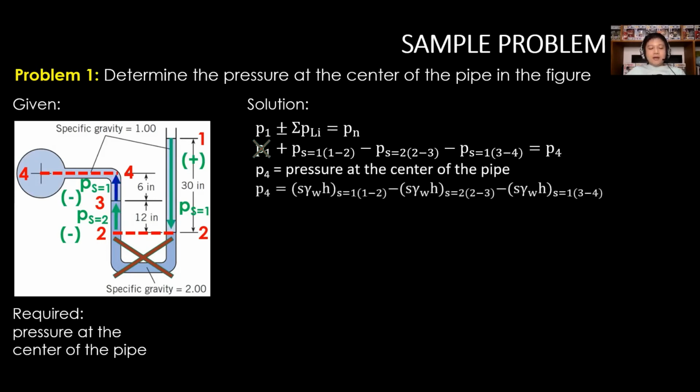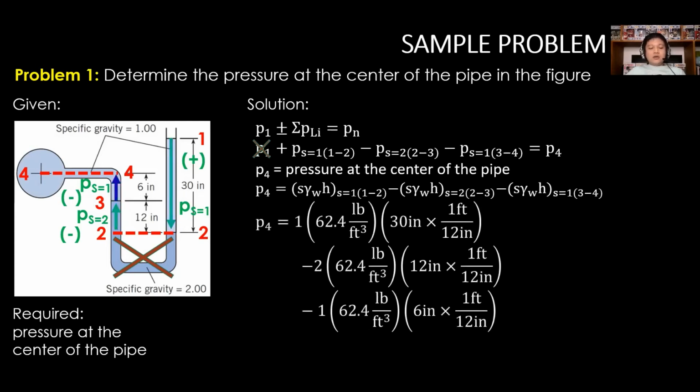P4 is the pressure at the center of the pipe. And replace pressure P with formula, that is gamma times height. And for the gamma, use the equation specific gravity times the unit weight of the reference fluid, which is water. Substitute values and convert the value of H to foot or feet. Therefore, P sub 4 is equal to specific gravity of the fluid, that is 1, multiplied to gamma of water, 62.4, then multiply to the height, that is from 1 to 2, so 30 inches, and convert it to feet.